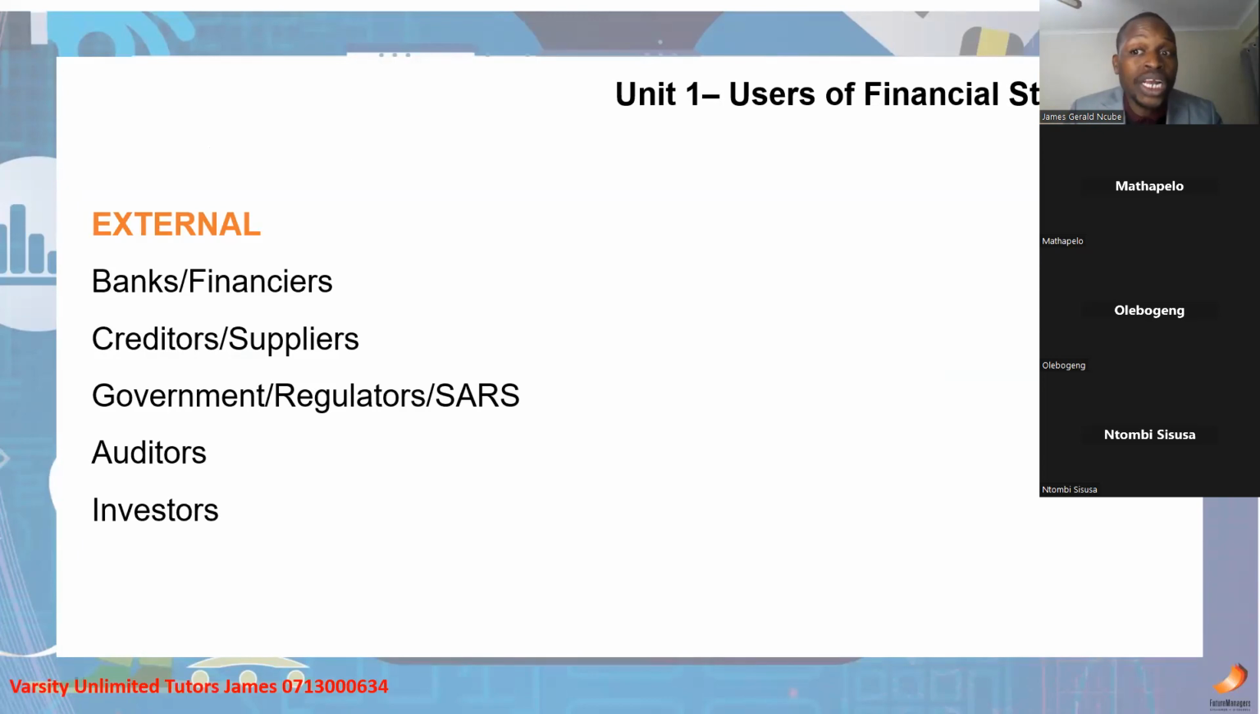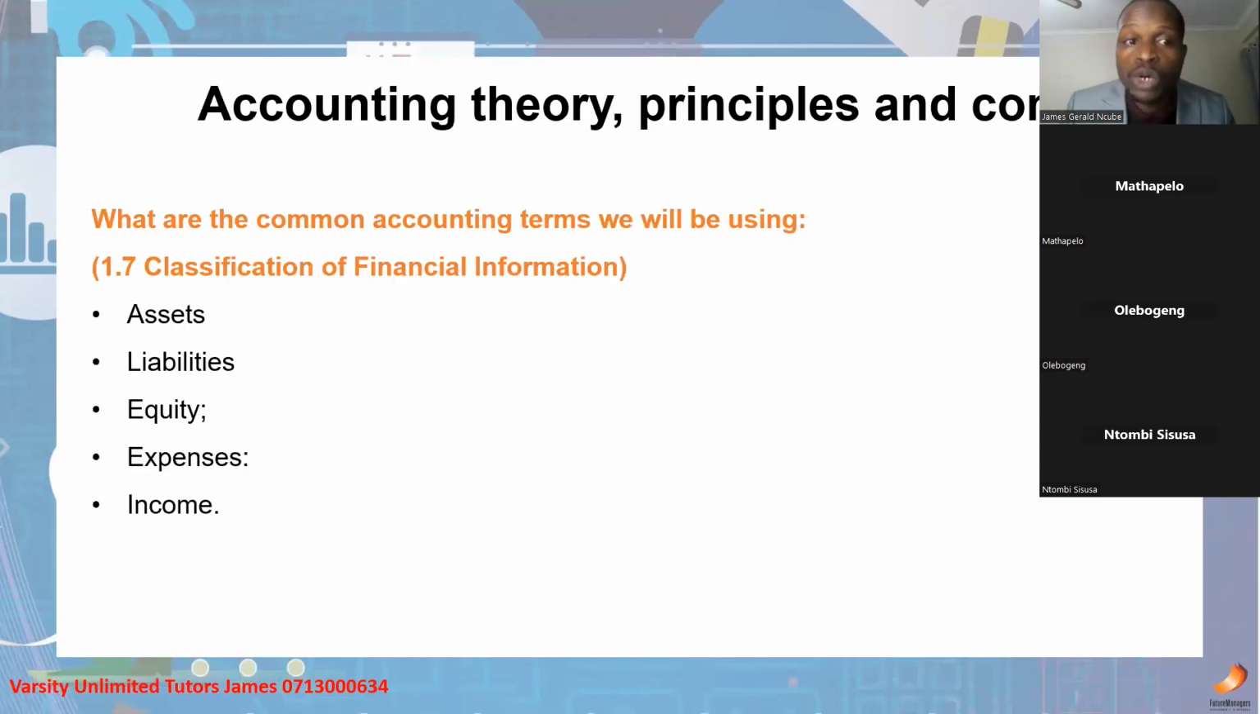So this is actually a typical MCQ question, where they will ask you, what does this user use the information for? They can say the government, what does the government use financial information for? Or what does an auditor use financial information for? And so on. You usually find these when you do your assignments, your MCQs, those types of questions. So that's what we covered on Thursday.